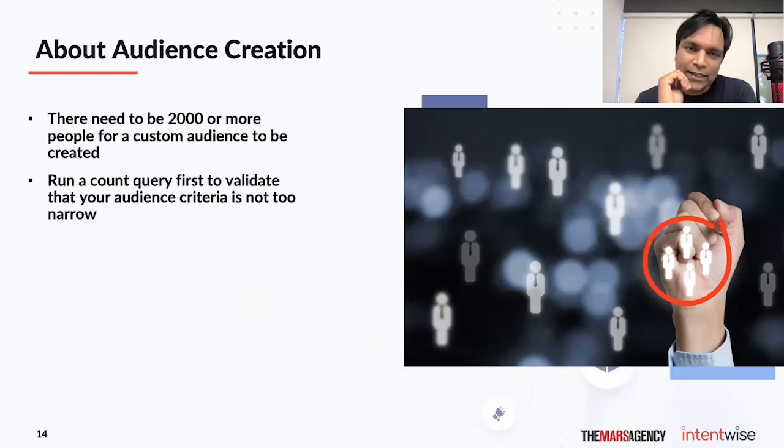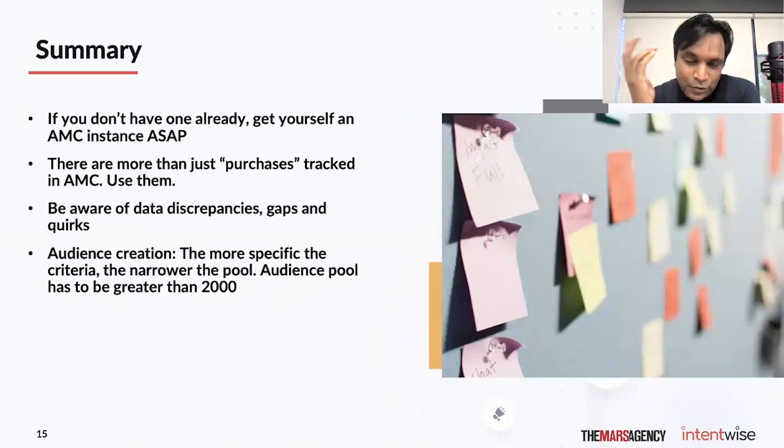But yeah, so anyway, I think just keep these two things in mind. Again, the narrower your criteria is, the less likely you will get a real actionable audience out of it, and 2000 is that number to keep in mind. So basically, if you don't already have an instance, go get one. We're happy to help you get one if you need it. There's more events than just purchases that have been tracked, and start to leverage them.